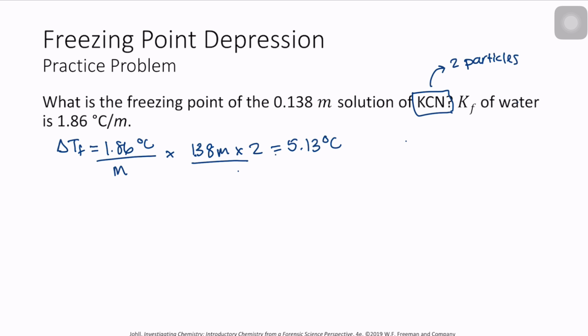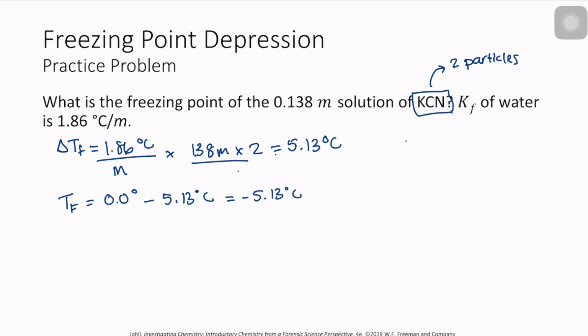This answer does not make sense for the freezing point. It does make sense for the change in the freezing point, which is delta TF. So I need to calculate my freezing point. The normal freezing point of water is 0 degrees Celsius. So I need to subtract my delta TF from the normal freezing point of water in order to see what my new freezing point is. So this is going to be negative 5.13 degrees Celsius.